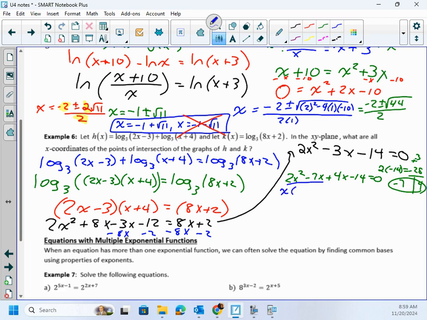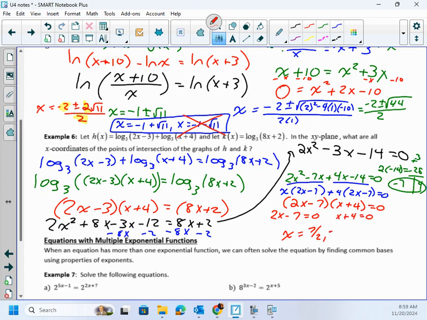Factor by grouping says x times 2x minus 7, and then positive 4 times 2x minus 7. And then look, they both have a 2x minus 7. And then x plus 4. So I have 2x minus 7 equals 0, x equals 7 halves. x plus 4 equals 0, x equals negative 4.